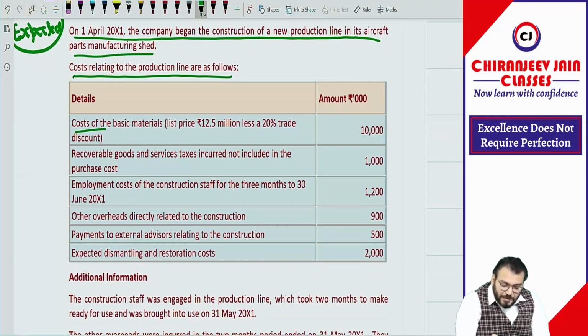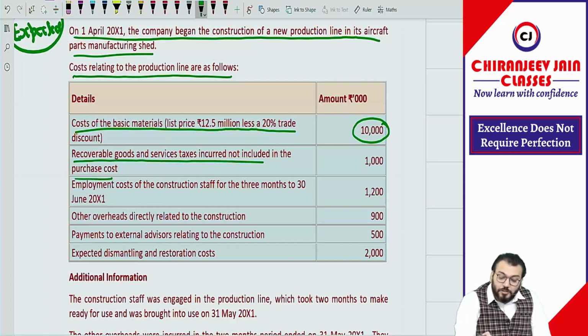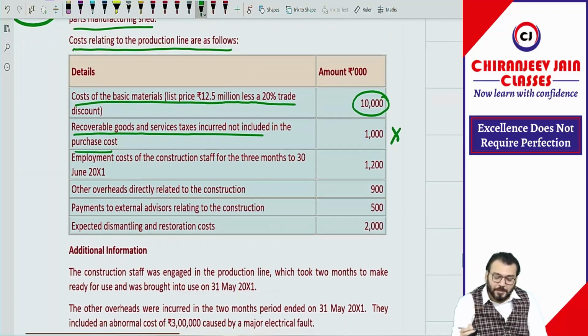Cost of basic material: list price 12.5 million less 20% trade discount. So they have given it after trade discount only. Recoverable goods and service tax incurred is not included in the purchase cost, so it will not be capitalized.